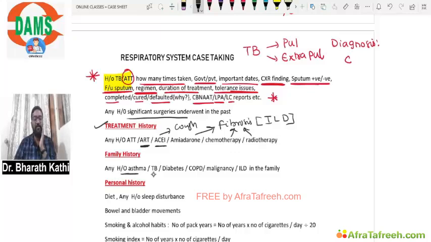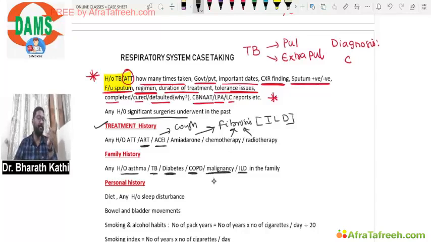And in the family history: any history of asthma, TB, diabetes, COPD, malignancy, ILD. ILD can run in family. Malignancy can run in family. COPD can run in family. So which COPD runs in family? Alpha-1 antitrypsin deficiency.